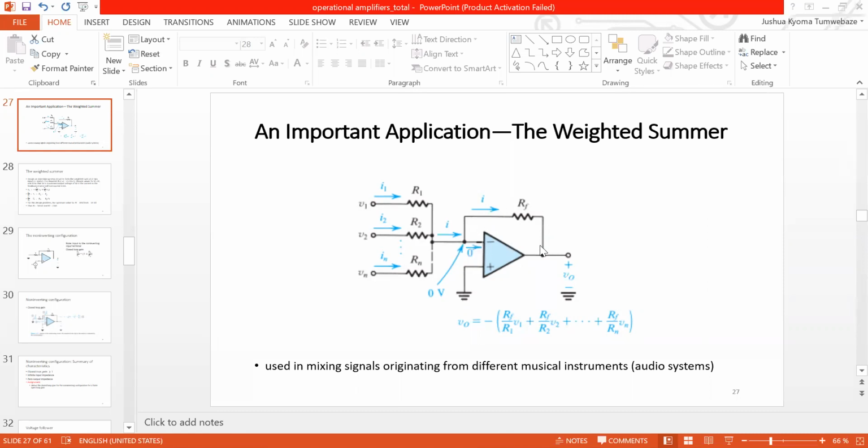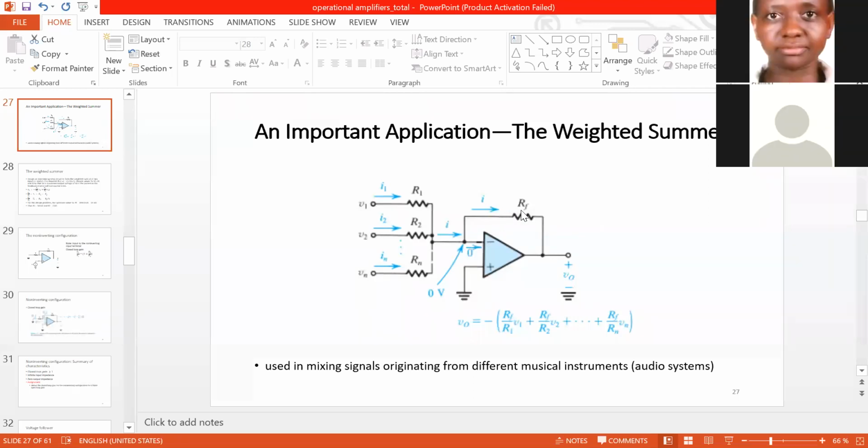The analysis is basically the same. We have currents I1, I2, In flowing towards the inverting input terminal. Then of course you expect that all the current will flow through RF, since no current is admitted by the input terminals of the op-amp.